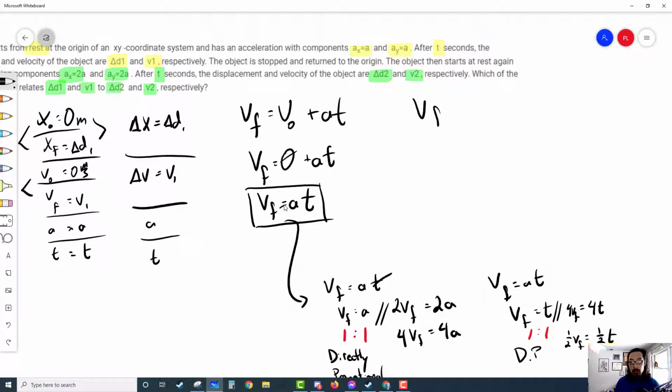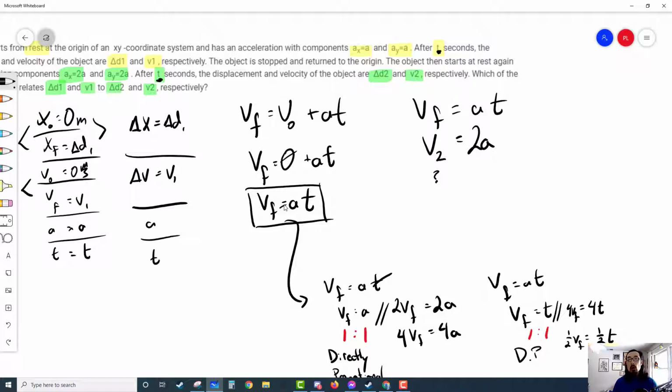So we have VF is equal to AT. We increased the acceleration by a factor of 2, and we want to see how that affects VF. So V2, that's my question mark. And notice my T, the time here, is the same amount of time as in the original problem. So my T is my constant. So I don't want to take a look at the relationship of that.